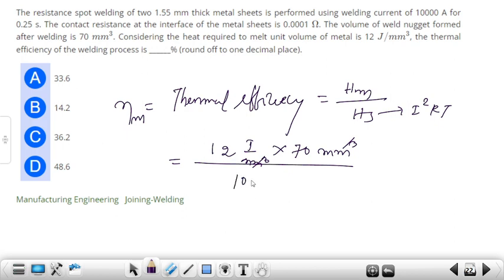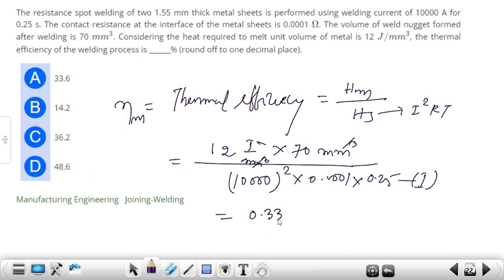I is 10,000 square and R given is 0.00001. The time is 0.25 second. This unit is joule, and joule cancels, so unit balance is maintained. After calculating, we get 0.336, which is equal to 33.6%. And that is the correct answer.